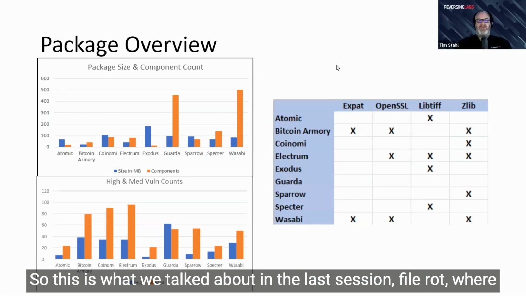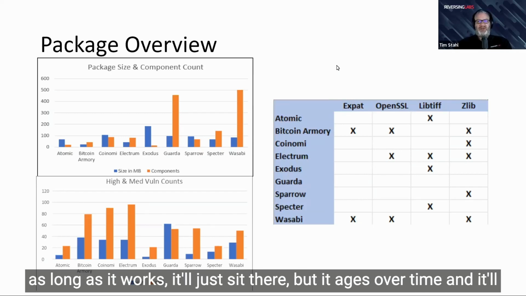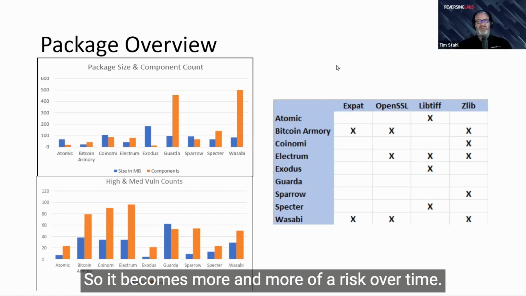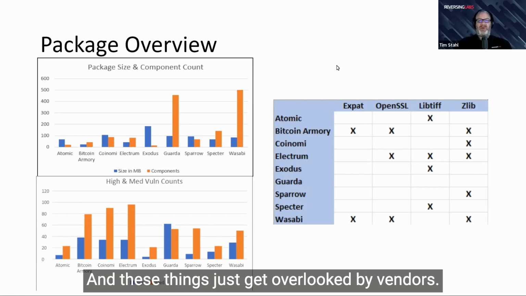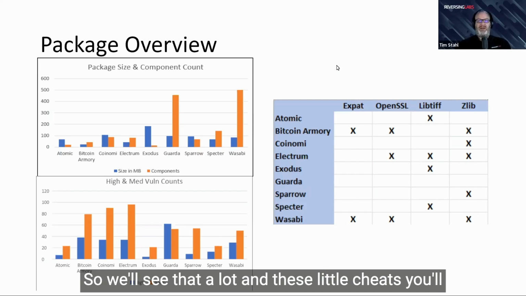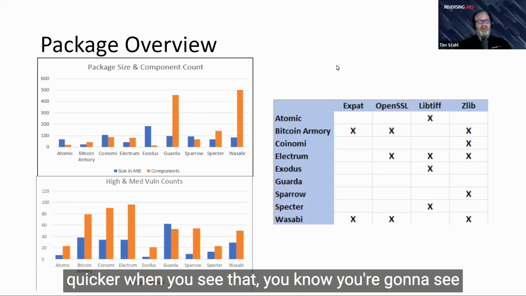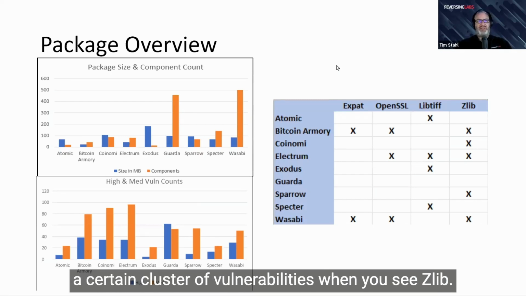If it doesn't break, it doesn't get fixed. So this is what we talked about in the last session, file rot, where as long as it works, it'll just sit there, but it ages over time and it'll start stacking up CVEs, missing mitigations, and other issues. So it becomes more and more of a risk over time. And these things just get overlooked by vendors. So we'll see that a lot. And these little cheats, you'll notice as you do more analysis, and it makes it a lot quicker. When you see zlib, you know you're going to see a certain cluster of vulnerabilities.